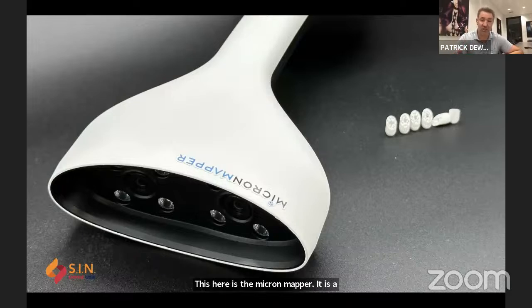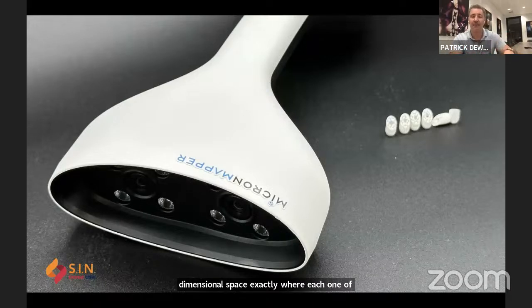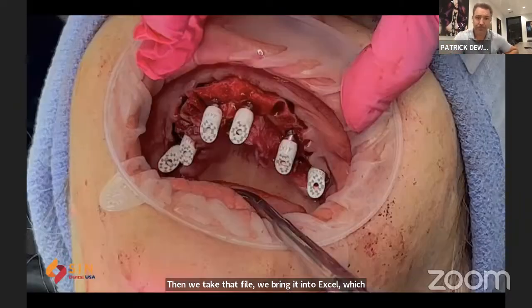It does one thing, it just does it extremely well, and it captures a digital impression through means of taking thousands of pictures simultaneously to figure out in three-dimensional space exactly where each one of the scan bodies are. Then we take that file, we bring it into ExoCAD, which I'll show you in just a minute.